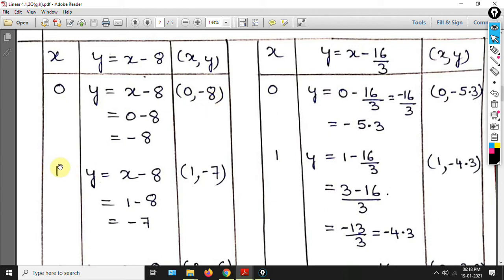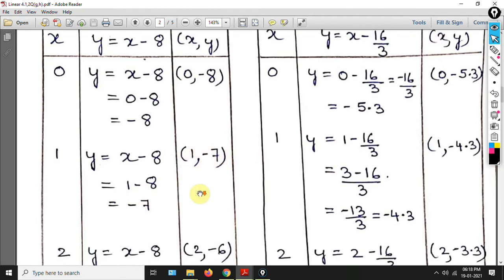Next I am taking x value as 1. So y equals x minus 8, we know this equation. Taking x as 1, we write 1 minus 8. The bigger number has the minus sign, so we write minus. From 8 if we remove 1 we get 7. So we got the value as minus 7. So x is 1 and y is minus 7, we write 1 comma minus 7.